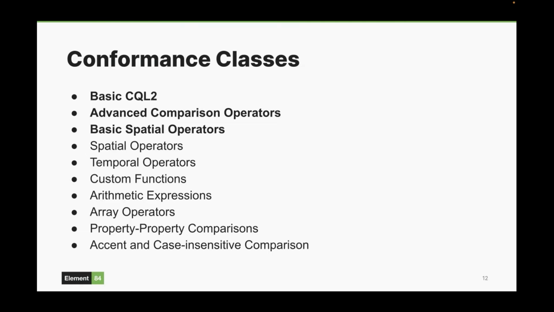Probably the three conformance classes that are part of CQL2 and therefore the filter extension that will probably get the most use are the basic CQL2, the advanced comparison operators, and the basic spatial operators. There's 10 classes overall, and the other 7 definitely have their uses, but they're more complex to implement. And I'll talk a little bit more about these later.